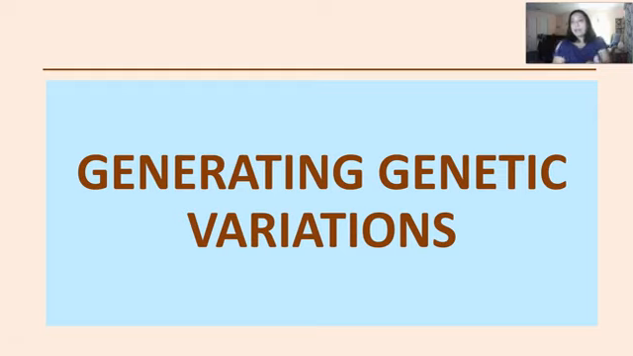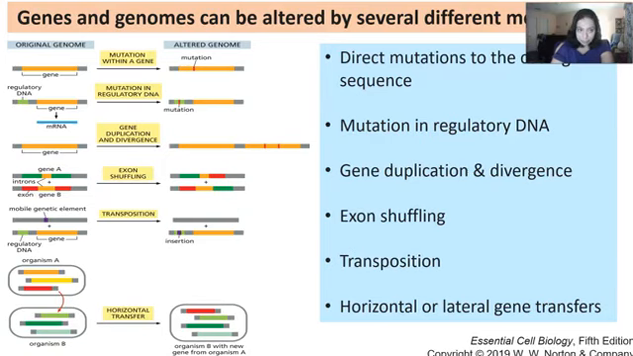So let's talk about how we generate these alleles. How is it that we are going to generate these variations in our genome? What are different ways that it can be done? There are many, many different ways, both environmental and genetic. We're going to focus more on the genetic side of it for now. So genes and genomes in general can be altered by many different mechanisms. This includes direct mutations to the coding sequence of your gene, right?